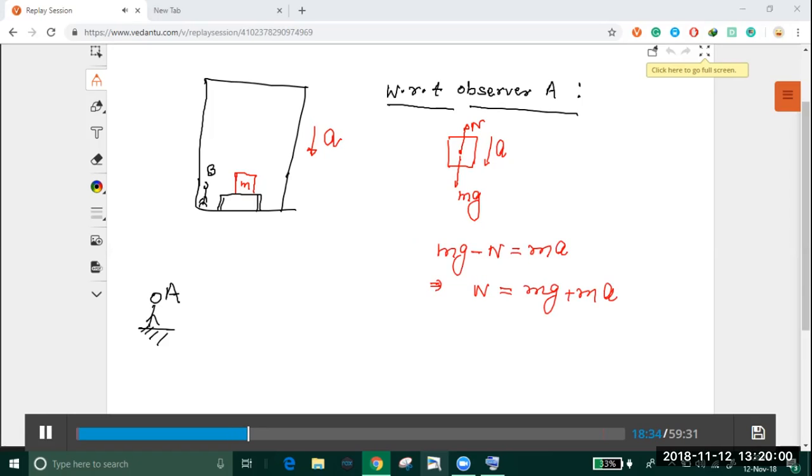Now, with respect to observer B, tell me the equation, how should it appear? Observer B is inside the lift, okay?